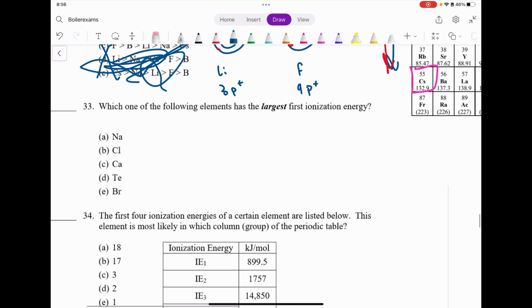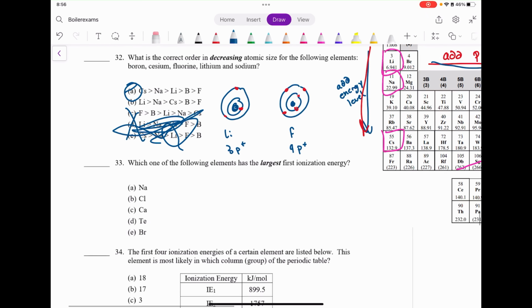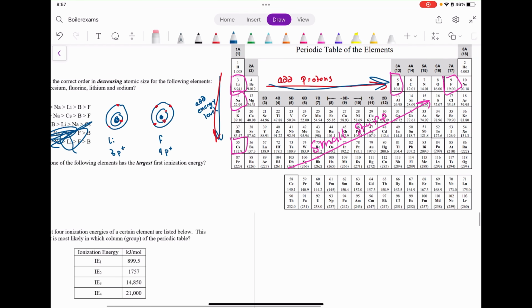32A. Which one of the following elements has the largest first ionization energy? Let me clean this up.